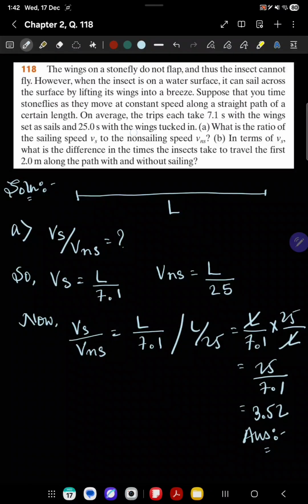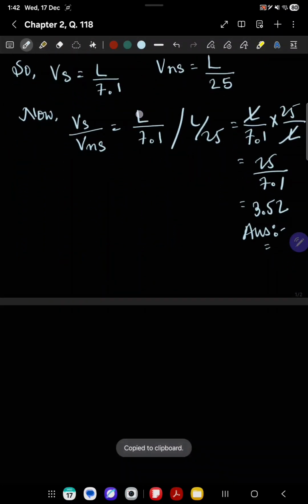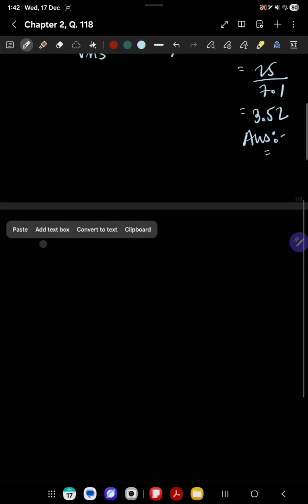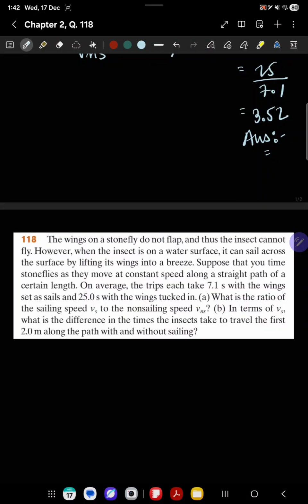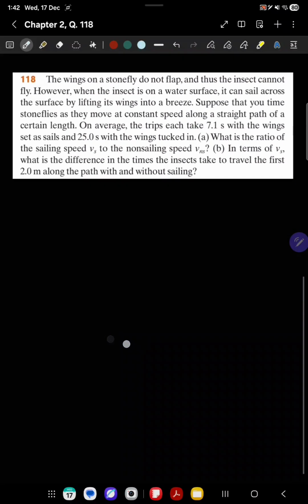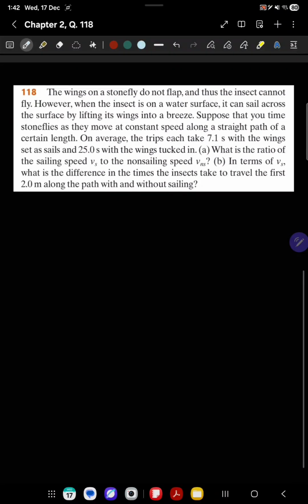Now for the second part, I'm just copying the same question below. Okay, now we need to solve the second part, which is: in terms of Vs, what is the difference in the times the insect takes to travel the first 2 meters along the path with and without sailing?